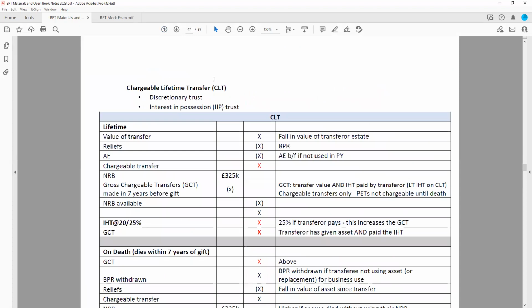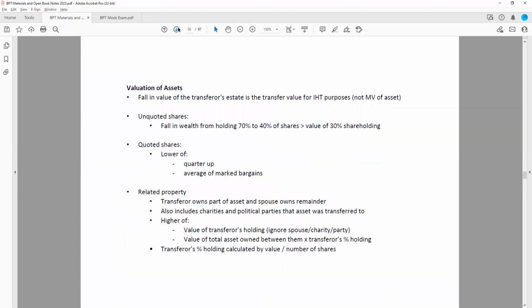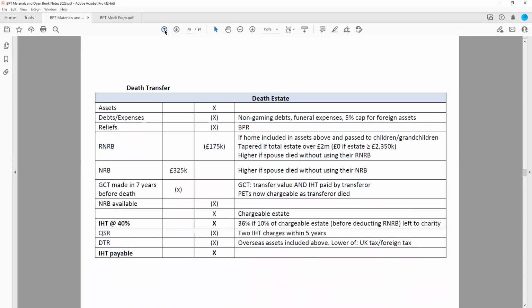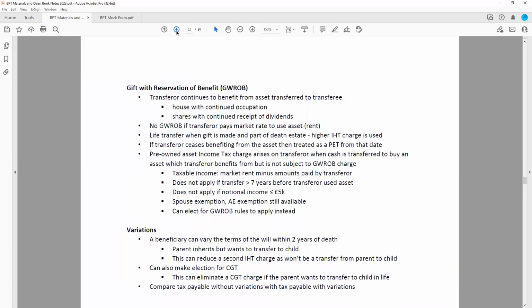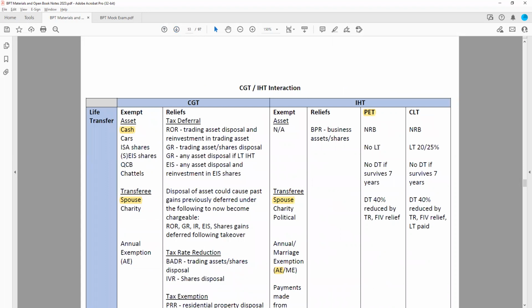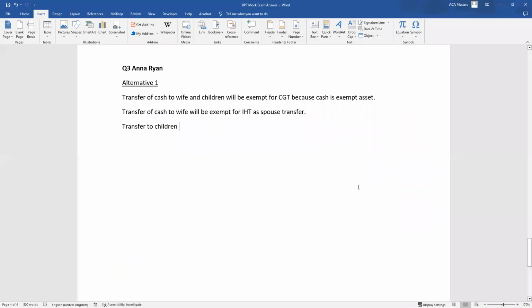Looks as though we might be looking at that for the second part, though. So it's just a transfer directly to the children. It's not a CLT, and therefore it's a PET. And of course, we know the PET has no lifetime tax. I mean, there's a nil rate band, but there's no lifetime tax, and it'll only be taxed if she dies within 7 years. So transfer to children will be a PET.